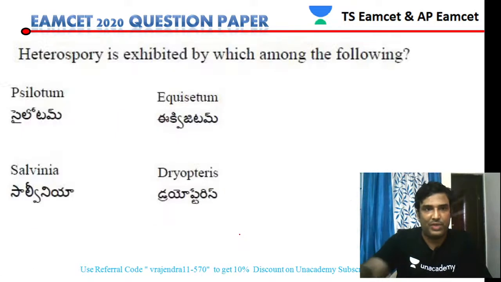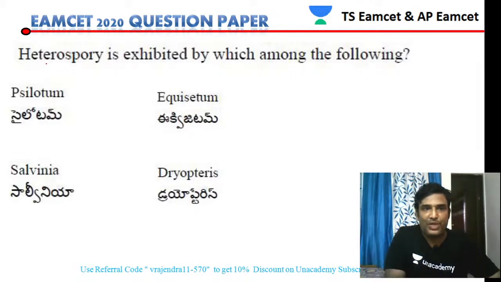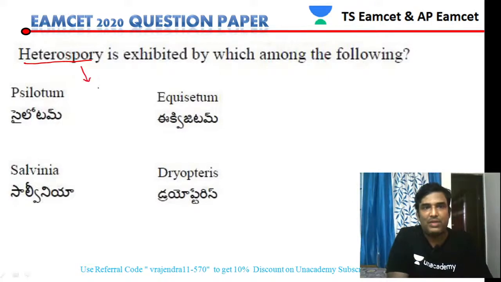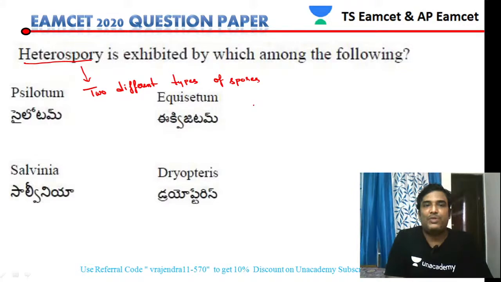Let us move to the next question. Heterospore: what is the meaning of this term? Heterospore means two different types of spores are produced. When two different types of spores are produced, such spores are called heterospores.